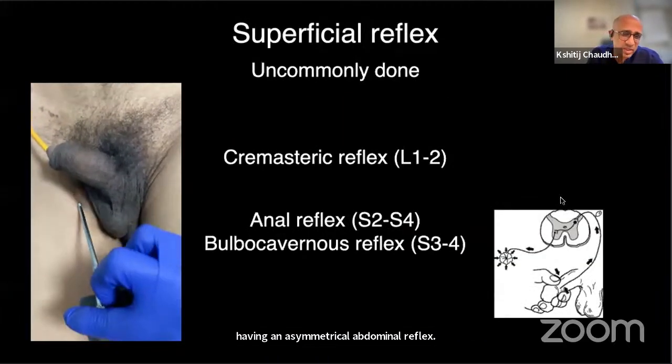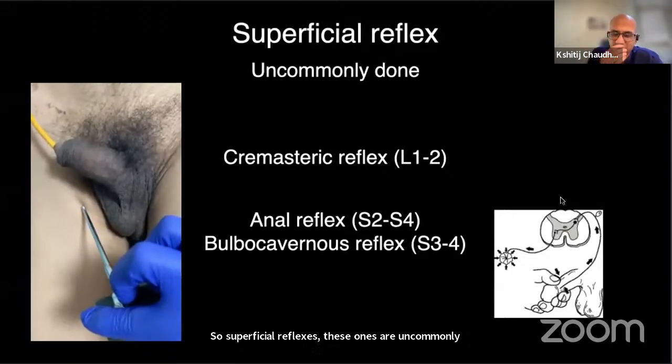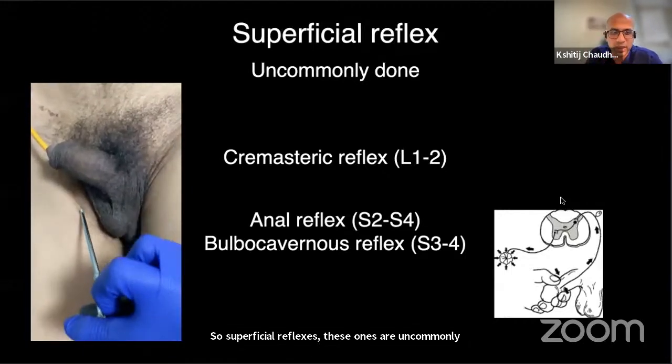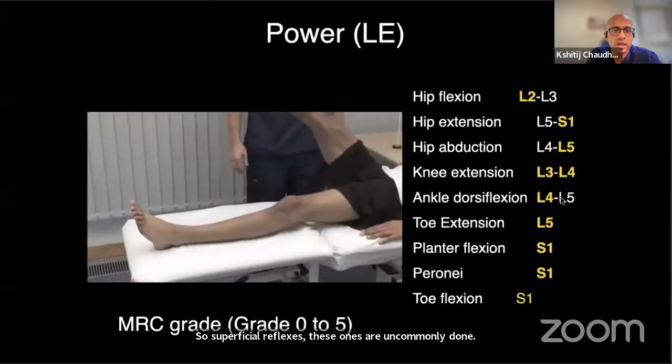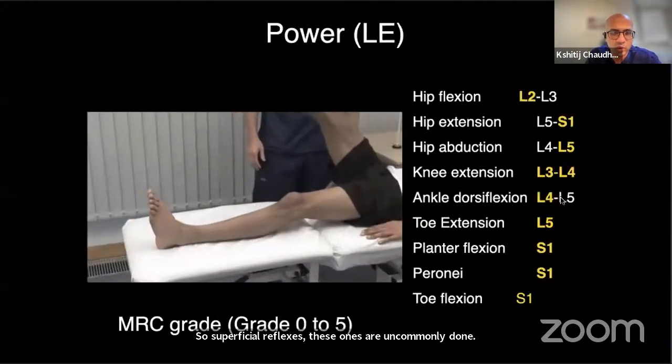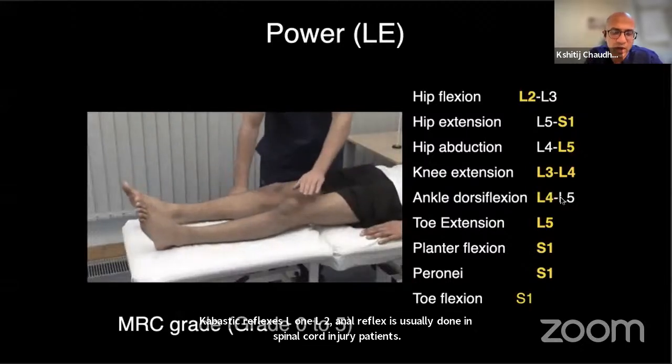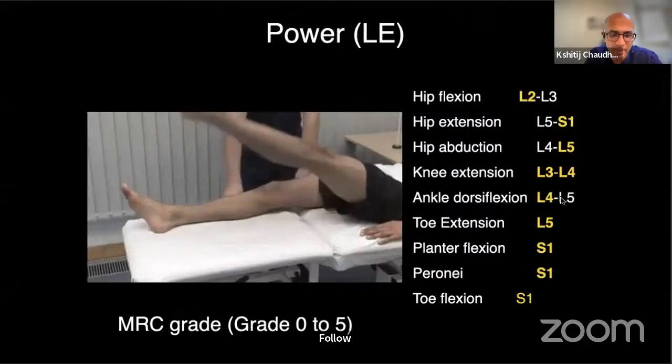Superficial reflexes, these ones are uncommonly done. Cremasteric reflex is L1, L2. Anal reflex is usually done in spinal cord injury patients. Power examination: remember the root values. There is no way of getting out of it, and it is graded by MRC grading.